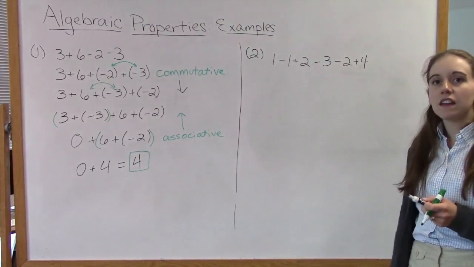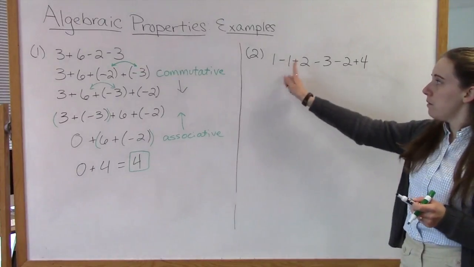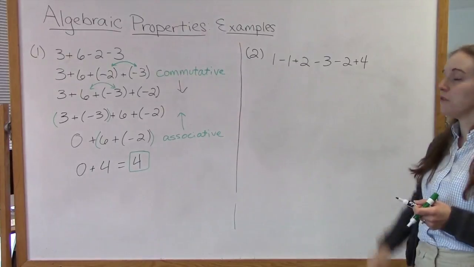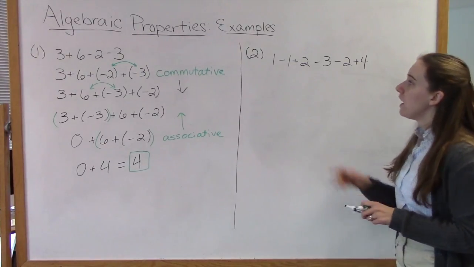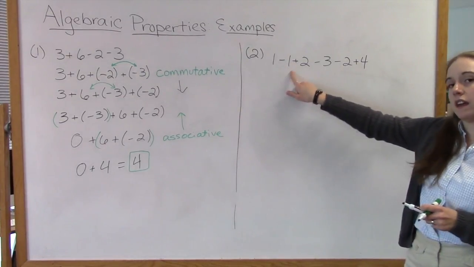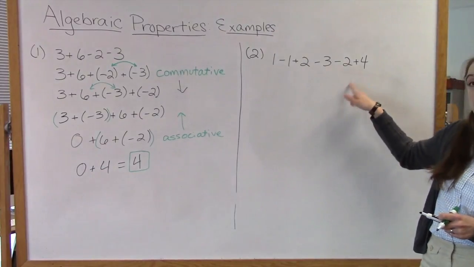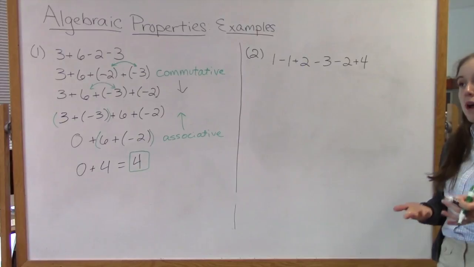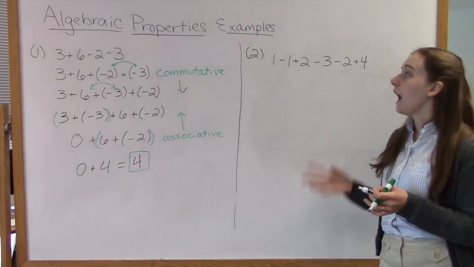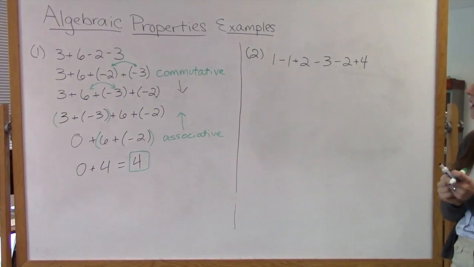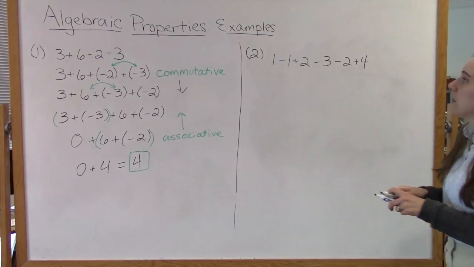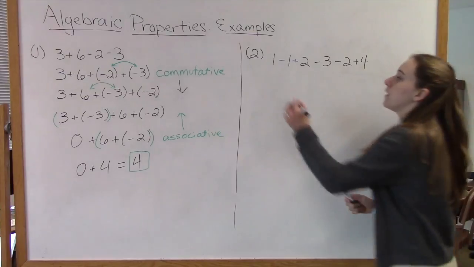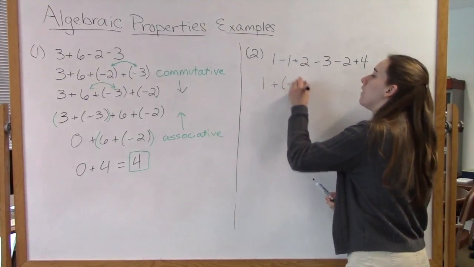Now let's look at the second example. This one's a little longer. We have 1 minus 1 plus 2 minus 3 minus 2 plus 4. So I already noticed I have a 1 and a negative 1. I also have a 2 and a negative 2. So if I can use some sort of associative property and commutative property, I can get those two sets together, and those are both going to cancel out to be 0. So in order to use the properties, I need to switch the subtraction, right? So I want to add the additive inverses.